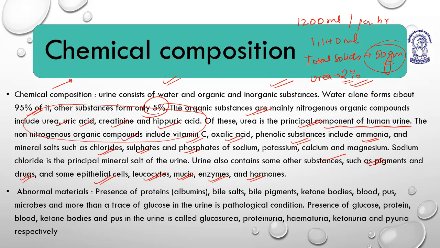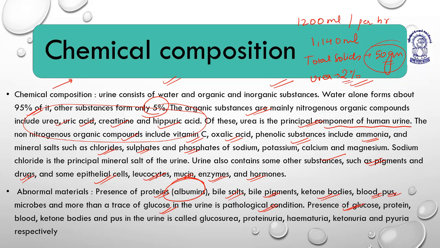There are some abnormal substances which are also released sometimes. Presence of proteins, albumin, bile salts, bile pigments, ketone bodies, blood, pus cells, microbes, and more than a trace of glucose in the urine is a pathological condition. So these conditions are not normal, because all these substances are of high threshold.